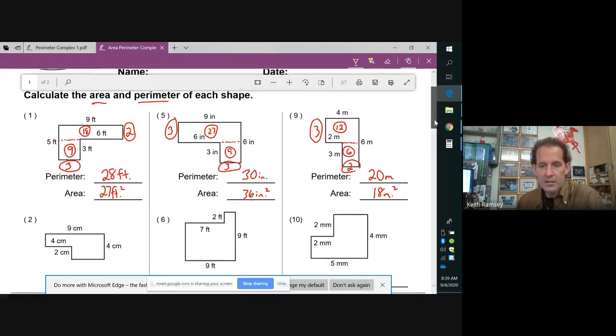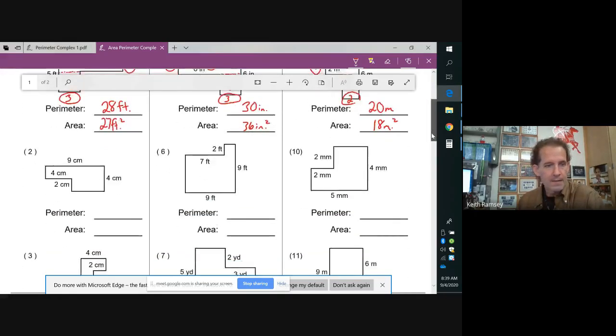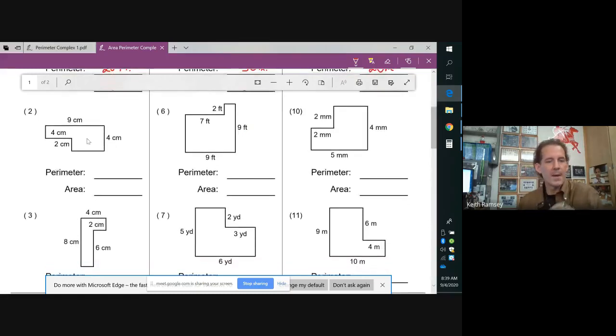Okay, let's scroll down a little bit. And look at this one. Pretty clearly I'm missing this side right here. I think this 2 belongs to this part and the 4 is this part. So probably I'm missing this measurement right here. The opposite side is 9, and I think it's parallel with 4. So 9 minus 4 means that this would be 5.